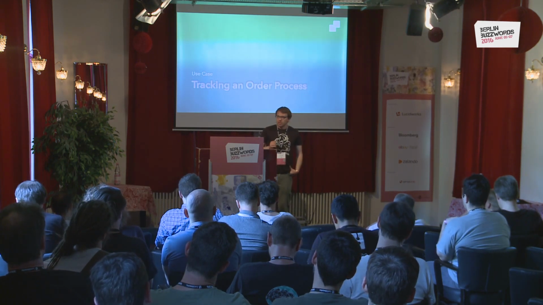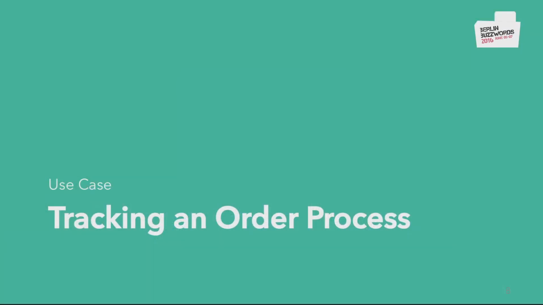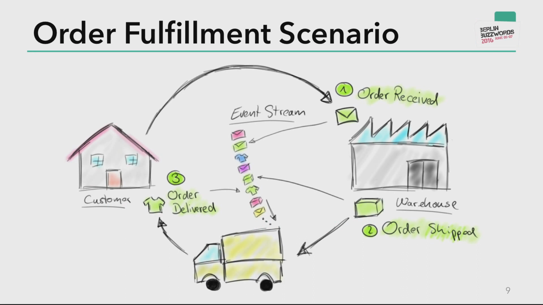Now I'm going to talk a little bit about the driving example in this talk, which is about tracking events in an order process. It's a very simple example. On the left-hand side we have the customer. The customer places an order at a warehouse, the first event, and the warehouse generates an order received event whenever it receives such an order. Then somebody in the warehouse will assemble all the parts that the order requested in a package. Whenever the package is ready, it is given to a delivery service, and an order shipped event is triggered and sent into the data infrastructure of the company.